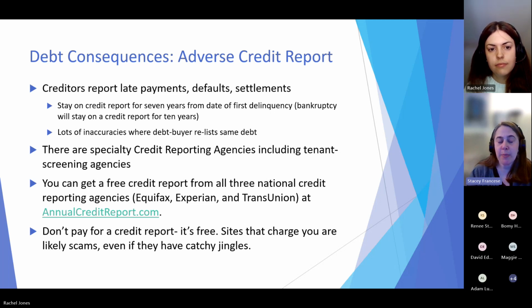To get that free credit report, you can go to annualcreditreport.com. It is a free site. They will offer you extra things that you have to pay for, but just to get your credit report should always be free if you go to that site.